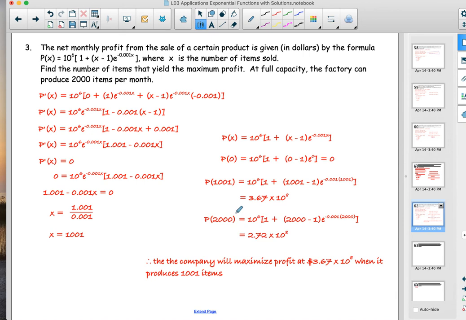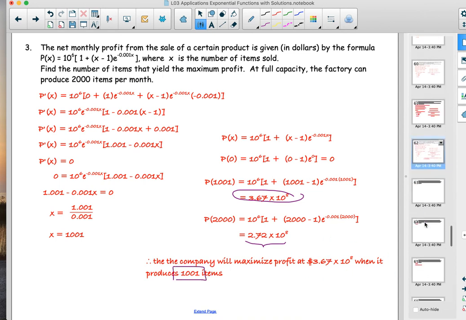Now we need to check p at 2000. So that would be 10 to the 6, 1 plus 2000 minus 1 in brackets times e to the negative 0.01 times 2000. Punching all of that into your calculator or Desmos will give you 2.72 times 10 to the 8. So we can now see that the company is maximizing its profit right there when it produces 1001 items. And that's what its profit is going to be.